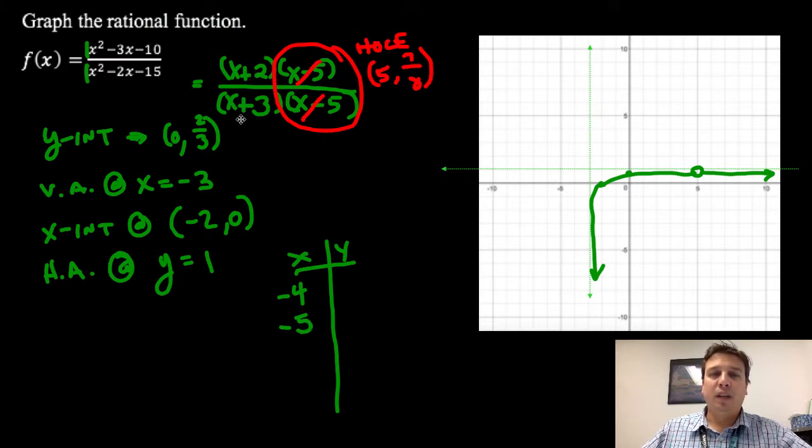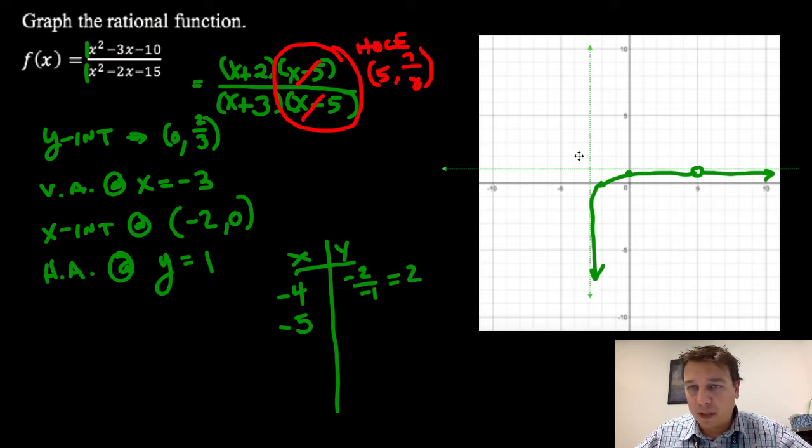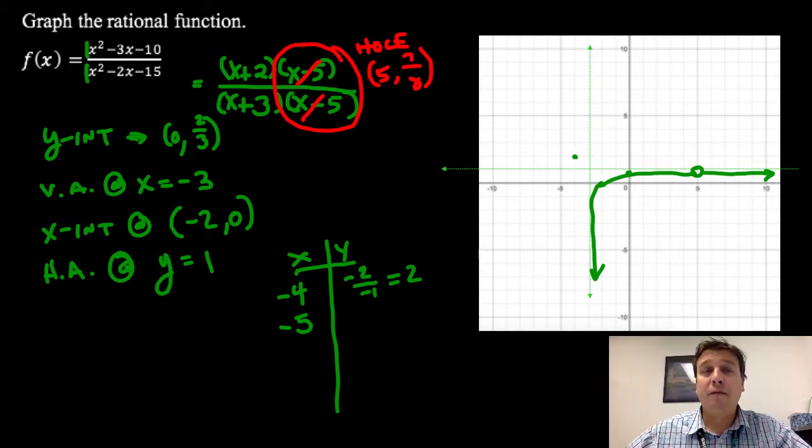If I substitute a -4 in here, I'm going to get -2 divided by -1, so that'll just give me 2. So I am up here then at 2. And then if we substitute a -5 into here, -5 minus 2 gives me -3, and -5 plus 3 gives me -2. So I'm at 3/2, or 1.5, as I'm moving out this way.